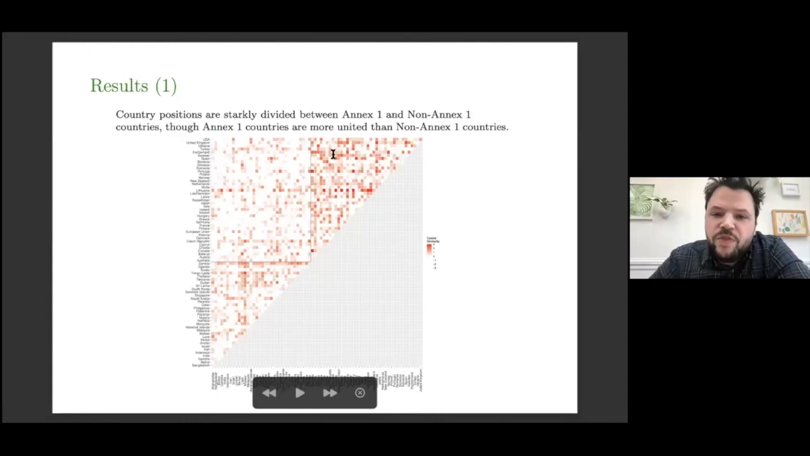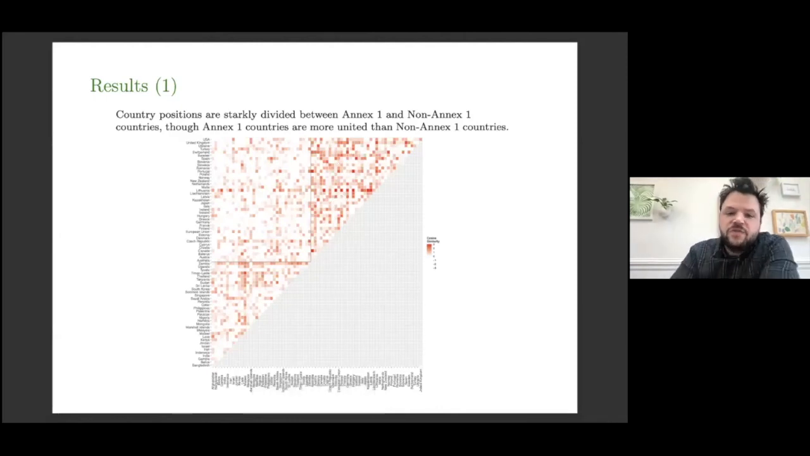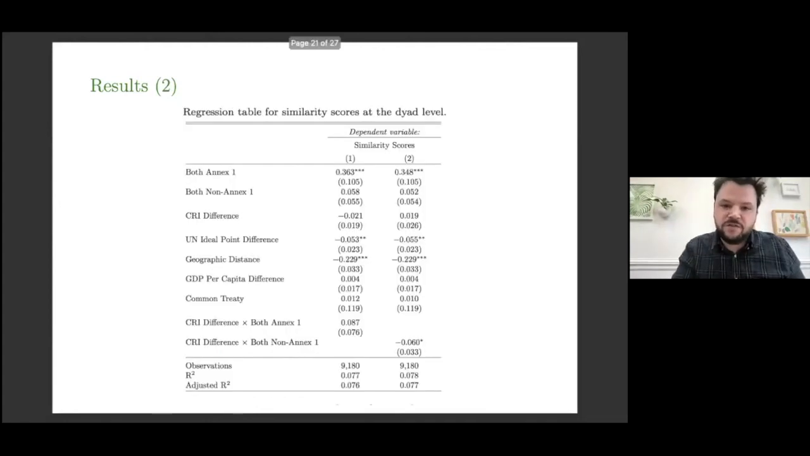And the big thing here is that the Annex 1 versus Annex 1 dyads are really high in red. These countries are very similar to each other. So this is the main characterization of the Annex 1, non-Annex 1 divide. Annex 1 is really homogeneous. Non-Annex 1 countries are not very homogeneous.